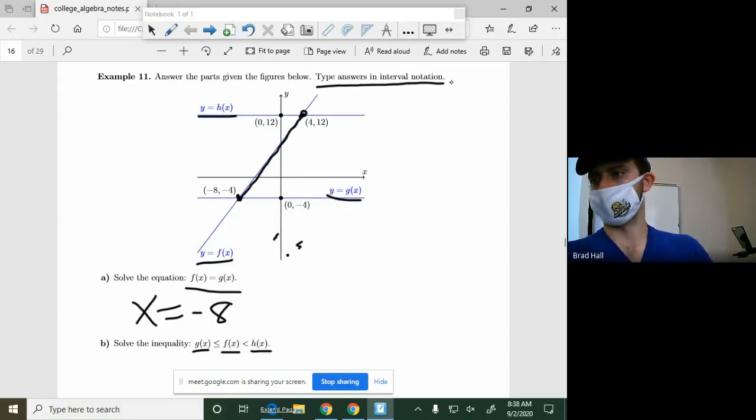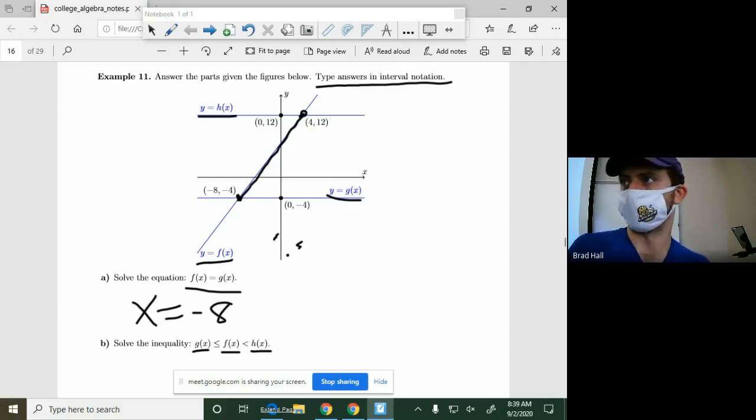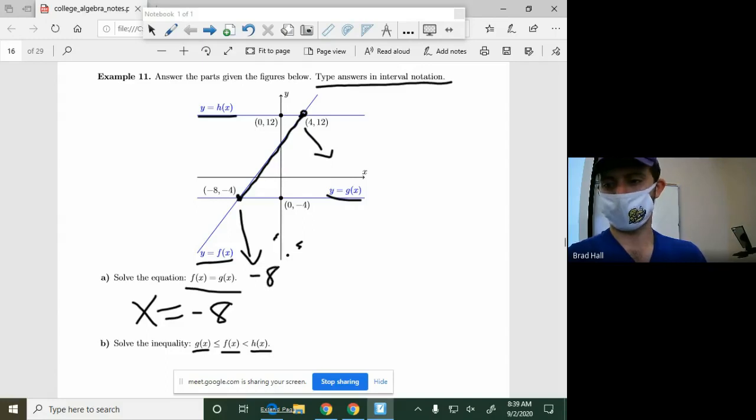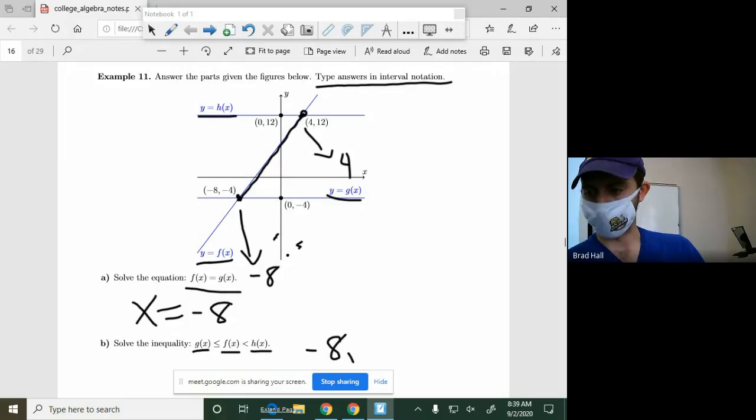Here I actually put interval notation, so we'll just worry about that. We need to figure out the leftmost side of this and the rightmost side of this. And we use the x values for this. So -8 from the leftmost side, 4 from the rightmost side. So we got a -8 and a 4.